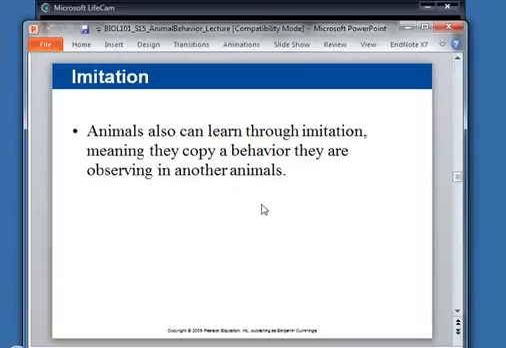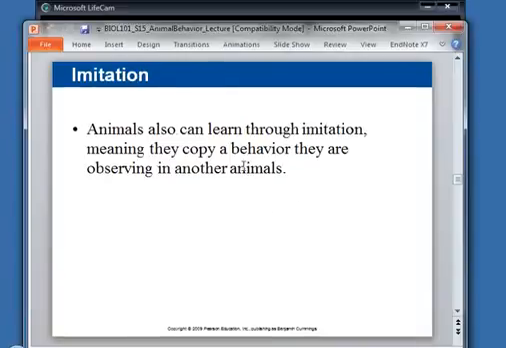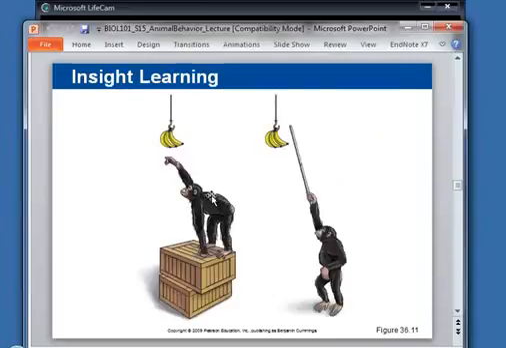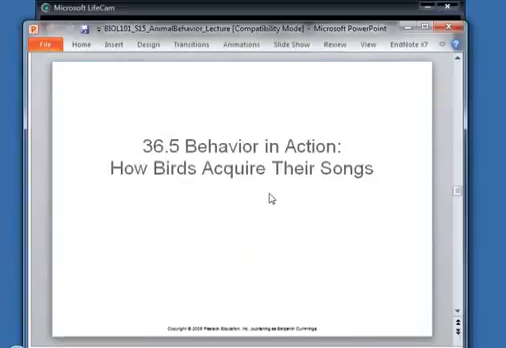Imitation. We tend to see imitation in animals with higher brain function, and this is also where we see things like insight learning. What they're showing you here is a chimpanzee that might somehow learn to stack boxes to get bananas, or get them with a stick or something like that. It's definitely a more advanced form of learning.